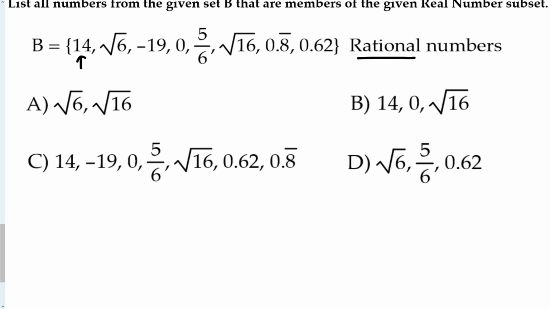14 is rational. The square root of 6 is not rational because it's a radical that doesn't stop. Negative 19 is, 0 is, 5 over 6 is. The square root of 16 is rational. It is rational because it's 4. This is a decimal that repeats. This is a decimal that stops. So the only thing in here that is not rational is the square root of 6. So all those other numbers right there are rational numbers.